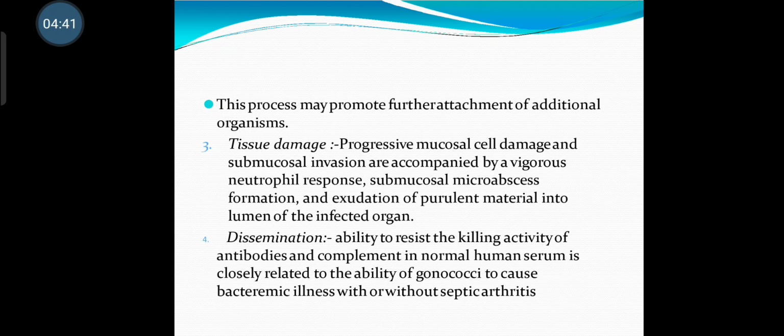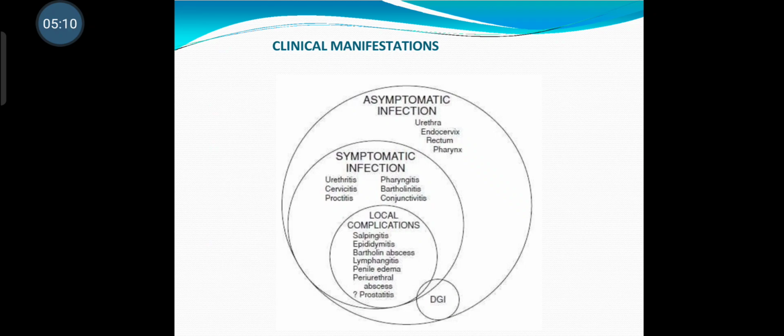Fourth step is dissemination, that is, the ability to resist the killing activity of antibodies and complement in normal human serum is closely related to the ability of gonococci to cause bacteremic illness with or without septic arthritis. Dissemination means here the capability of resistance towards the antibodies is developed in the gonococci, which further increases the illness. So these are the various clinical manifestations which arise due to gonococcal infections.